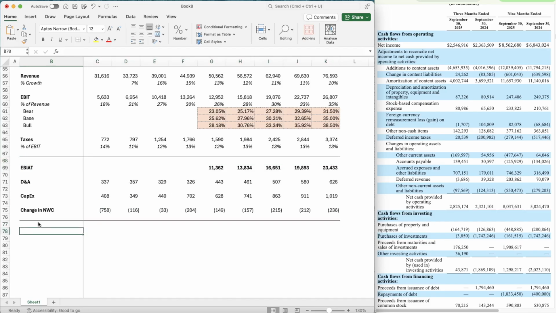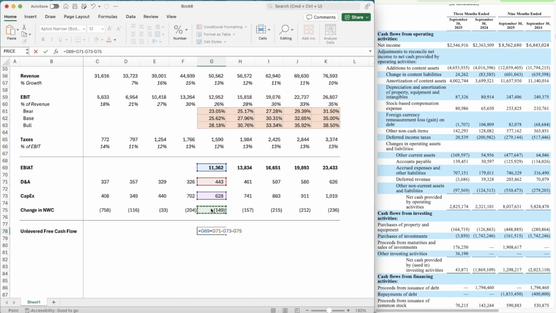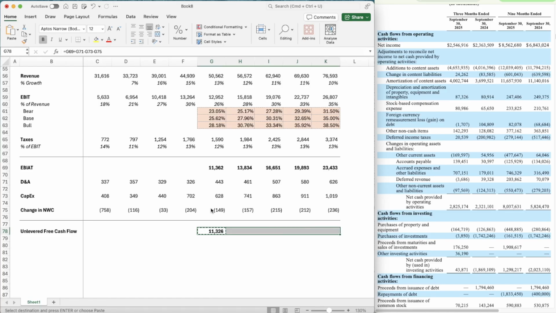Here. Now, unlevered free cash flow. We can calculate this now. The way we do that is we take our EBIT, we add back in depreciation and amortization because it's a non-cash expense. We then subtract capex and we subtract the change in net working capital. That gives us about 11 billion, or just over 11 billion. And yeah, we pull that along.